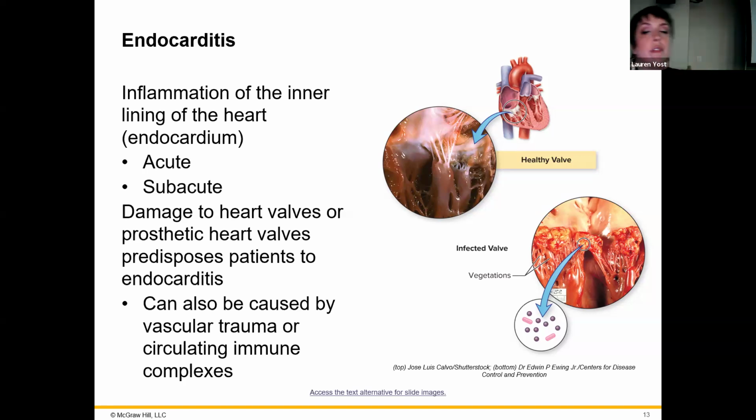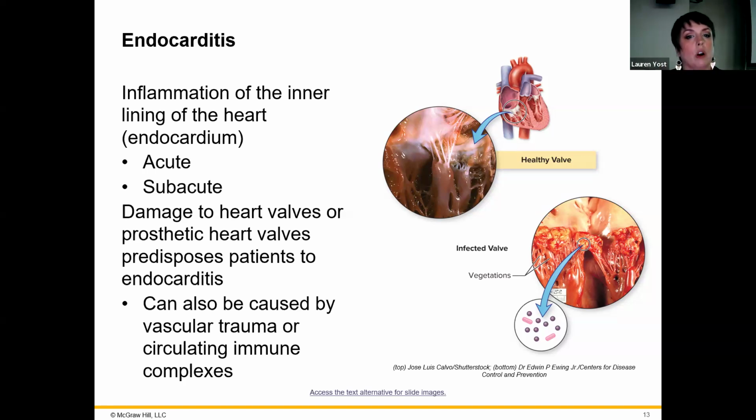So inflammation of the inner linings of the heart, which is called the endocardium. This can be either presented as acute, so we'll have stronger symptoms right up front for a shorter period of time, or it can be subacute, so it's usually a long-term, more chronic presentation, and you'll have milder symptoms, but over a much longer period of time.